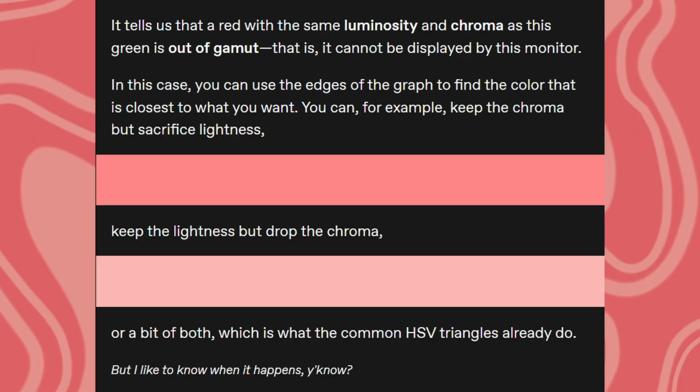It tells us that a red with the same luminosity and chroma as this green is out of gamut, that is, it cannot possibly be displayed by this monitor. In this case, you can use the edges of the graph to find the color that is closest to what you want. You can, for example, keep the chroma, but sacrifice the lightness. Keep the lightness, but drop the chroma. Or a bit of both, which is what the common HSV triangles already do. We'd like to know when it happens, you know?